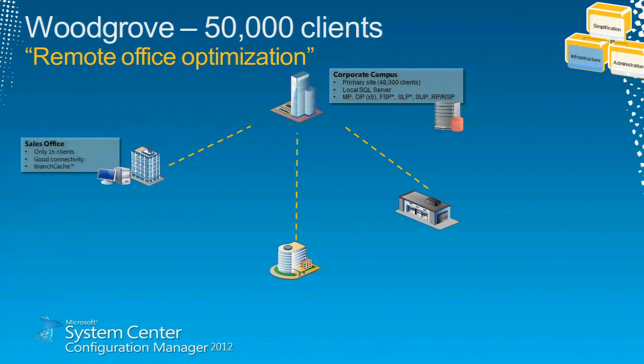Then down in the sales office, they only had 15 clients, good connectivity, so they would use branch cache. You know, a small number of clients there. So have a Windows 7 box down there and use branch cache to get content down to that location.